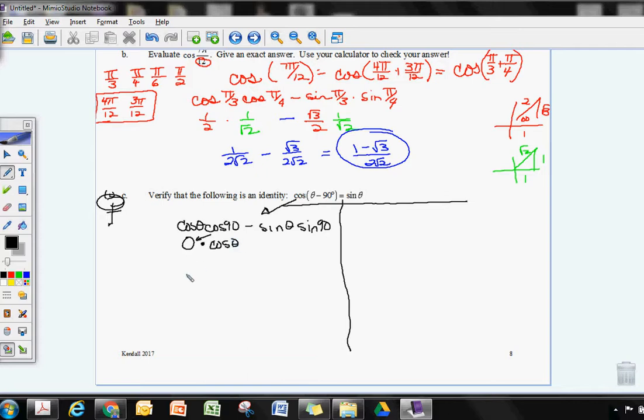Guess what? That whole term is just going to go away. It becomes 0, subtract. Now, sine of theta stays sine of theta. Can't change it. What is sine at 90 degrees? Sine is 1. Okay, so I have 0 subtract sine of theta times 1. I end up with a negative sine theta.